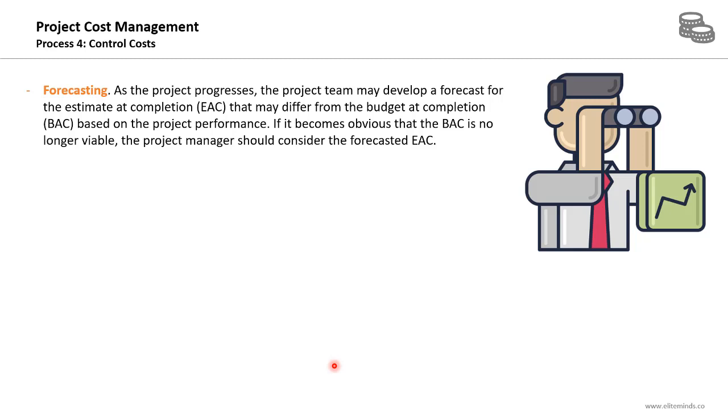The second trend analysis technique will be forecasting. As the project is progressing, the project team may develop a forecast for the estimate at completion that may differ from the budget at completion based on the project's current performance.